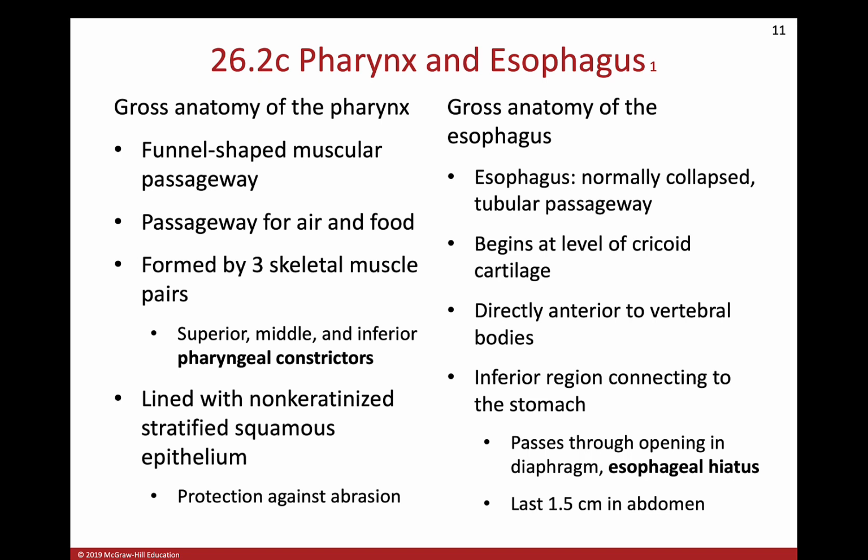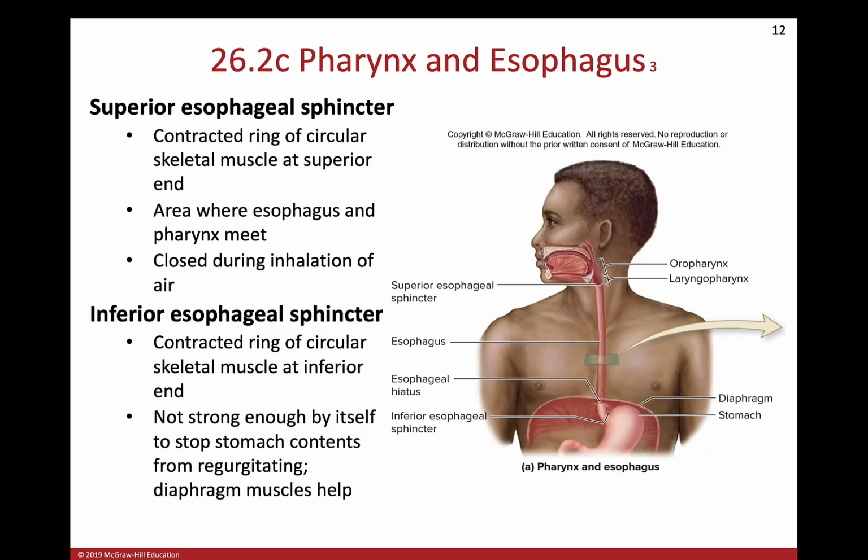Now, the esophagus will move through an opening in the diaphragm known as the esophageal hiatus, and there is some esophagus that actually makes its way about 1.5 centimeters within the abdomen before it meets the stomach. Now, there are two sphincters. We have the superior esophageal sphincter, and this is a contracted ring of circular skeletal muscle at the superior end of the esophagus. This is where the esophagus and the pharynx meet. Now, this sphincter is closed during the inhalation of air.